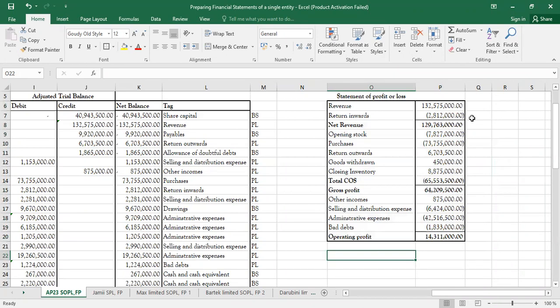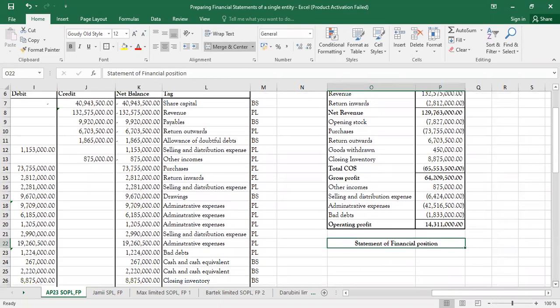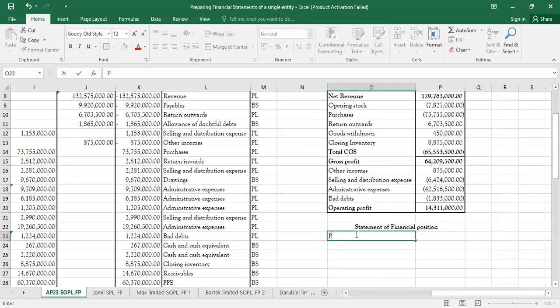So we'll move now to the draft statement of financial position. Statement of financial position, isn't it? Statement of financial position. I'll merge, and then I'll now start on the statement of financial position. So first thing off, we start with PPE. So we are starting with non-current assets, isn't it?